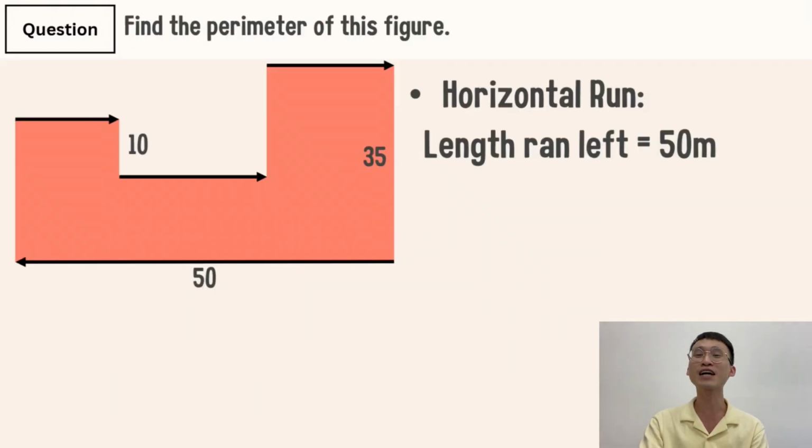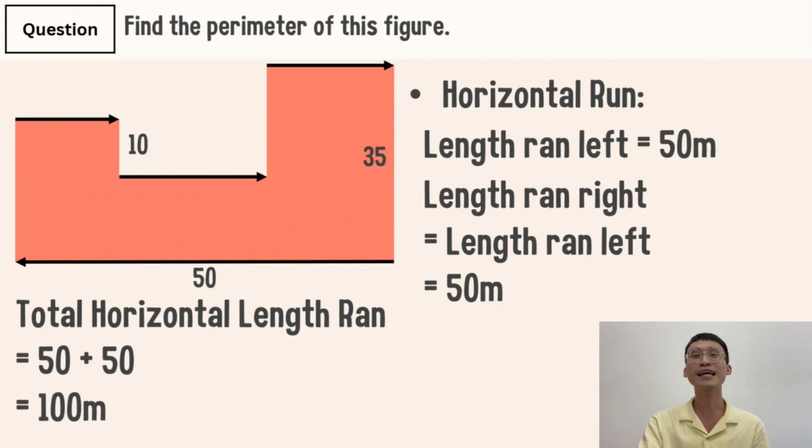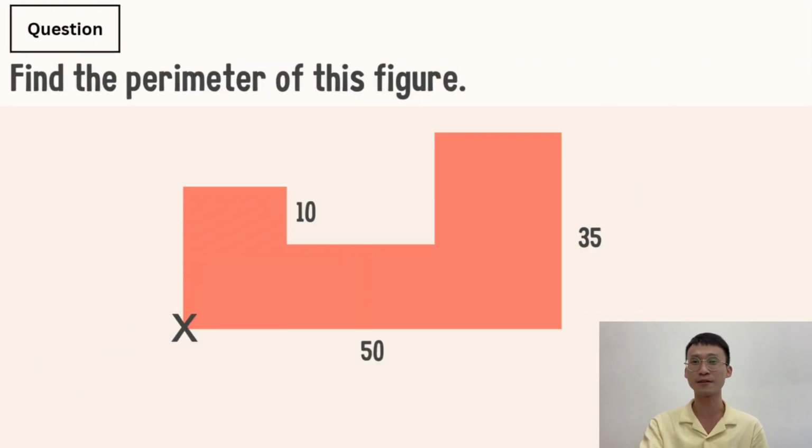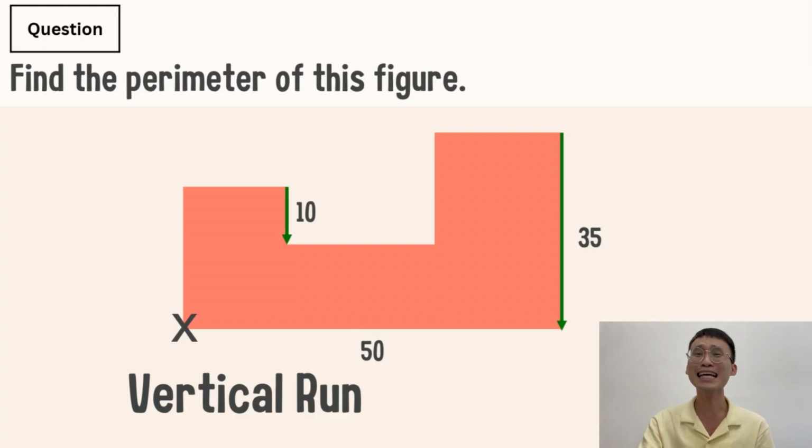Whereas the length covered for running rightwards would be equal to the length covered for running leftwards, which is also 50 meters. Therefore, the total horizontal length run is by taking 50 plus 50 to get a total of 100 meters. Now, let us observe the vertical run for this figure. What is the length for running upwards? It is the two upwards arrows as shown in the figure. Again, we do not know the length yet, but it is okay.